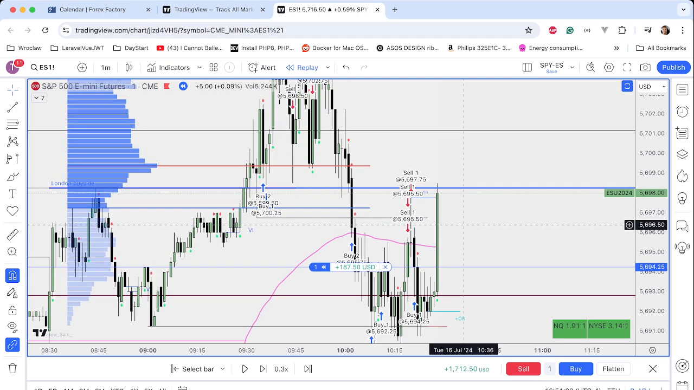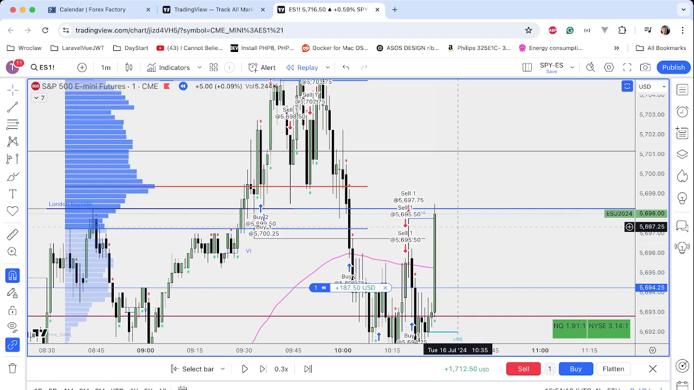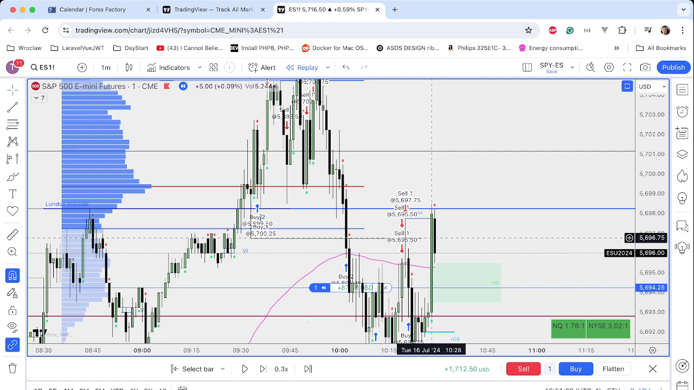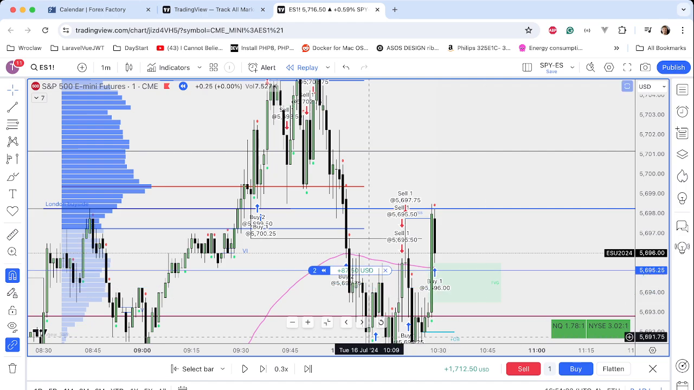Alright, so now we got this powerful, crazy candle on the 1 minute, which is a 92 to 98, 6 points. It's huge. We just grabbed that high. Now let's see what's going to happen next. Okay, I like this pullback. I'm gonna add here. We still have time. We still have half an hour.